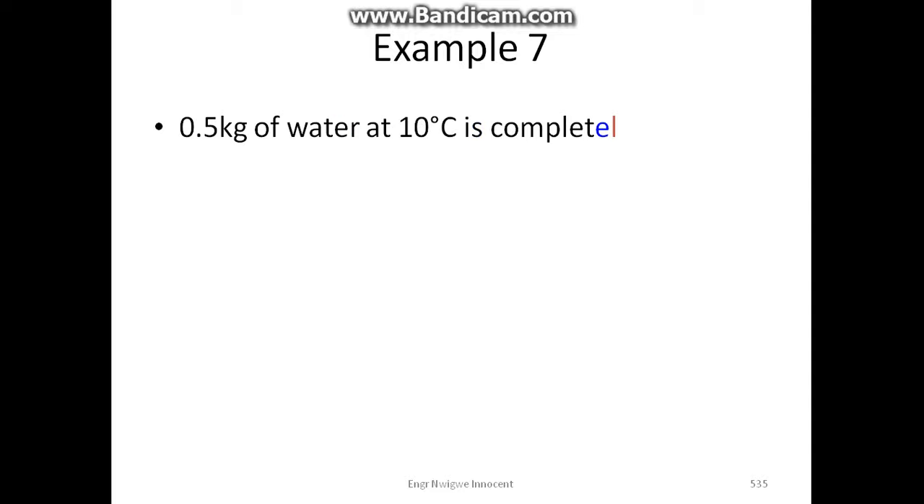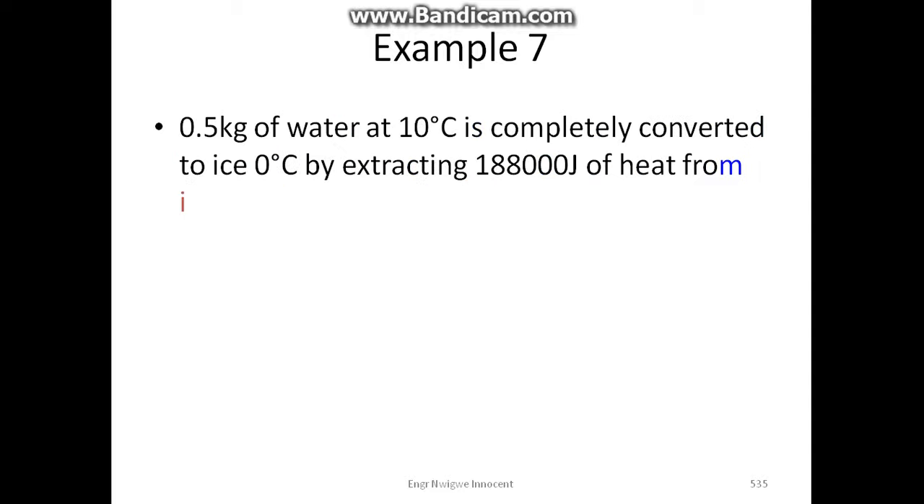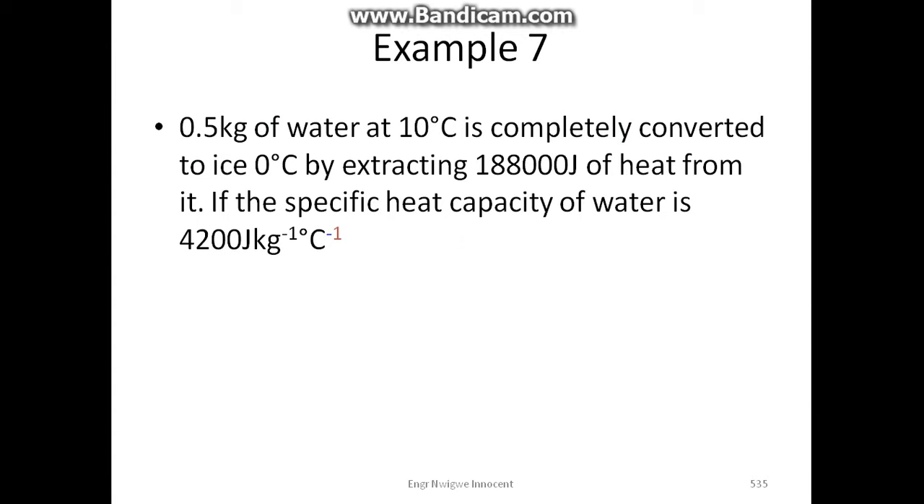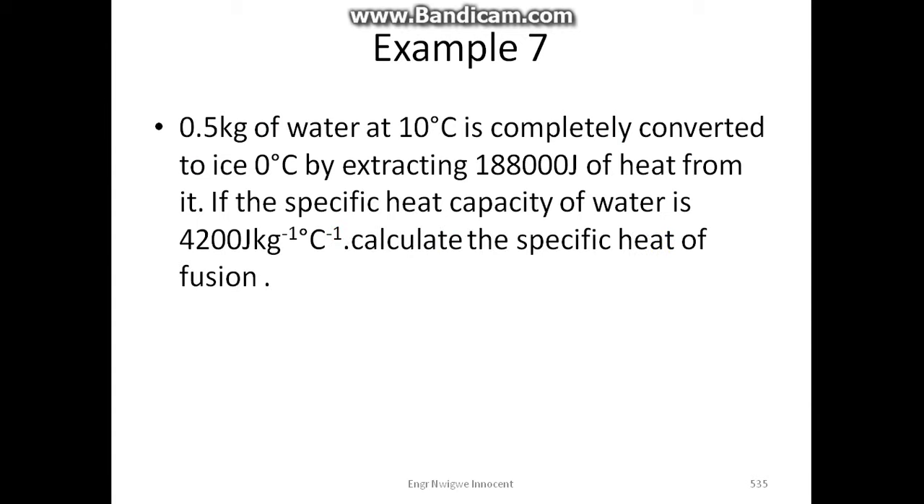Example 7. 0.5 kilogram of water at 10 degrees centigrade is completely converted to ice at 0 degree centigrade by extracting 188,000 joule of heat from it. If the specific heat capacity of water is 4,200 joule per kilogram per Celsius, calculate the specific latent heat of fusion.